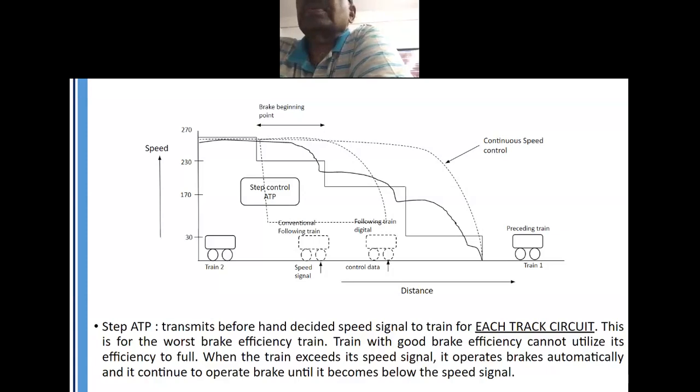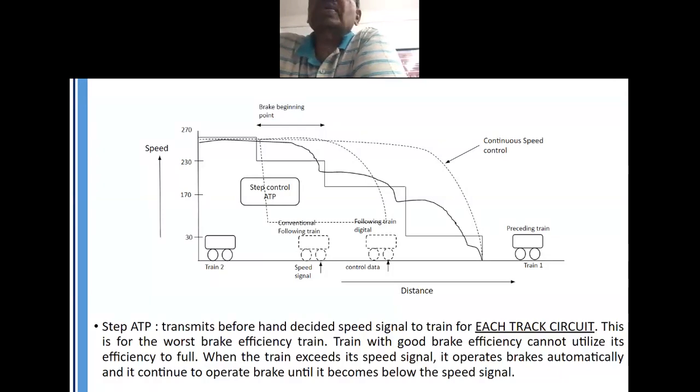But the problem is, to transmit two codes, I need wider bandwidth. So this was the problem, but they could get a wider bandwidth, and two-code signaling was also part of the development of the speed code signaling. So first was speed code signaling, then was two-code signaling.